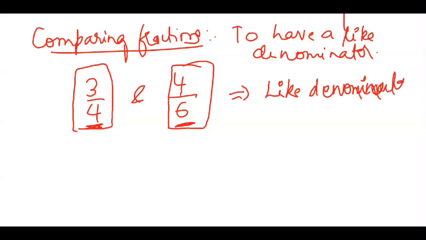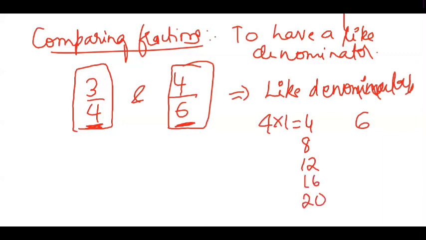So you would check the tables. Let's check the 4 table and 6 table, and you have to find something common in the 4 and 6 tables that would give you the same value. So let's see: 4 1 times is 4, 4 2 times is 8, 4 3 times is 12, 4 4 times is 16, 4 5 times is 20. Let's stop till here. Then 6 1 times is 6, 6 2 times is 12. Check the 4 and 6 tables. Do you have something common in the 4 and 6 tables?